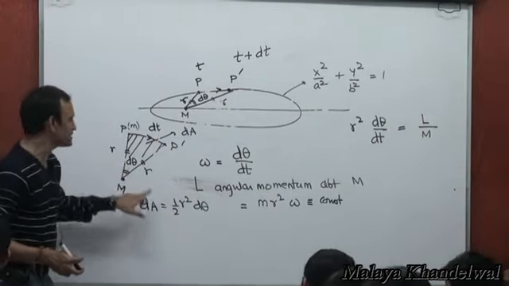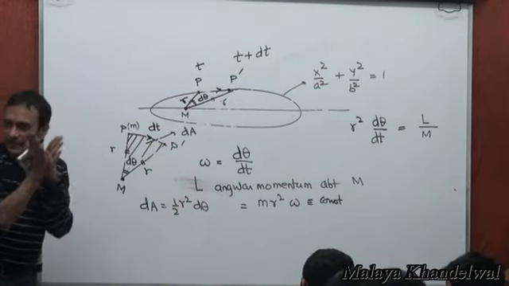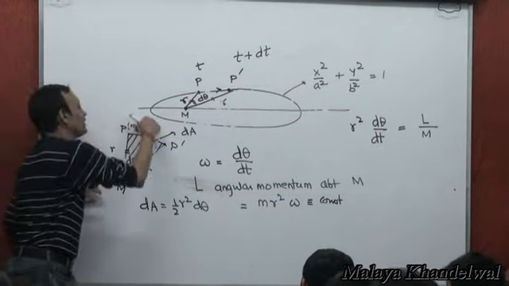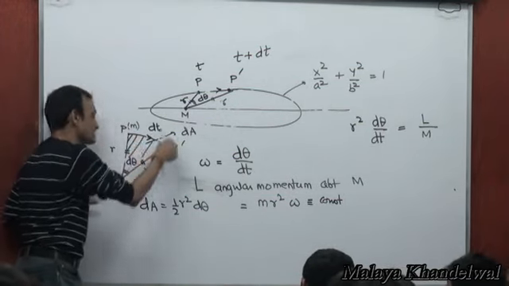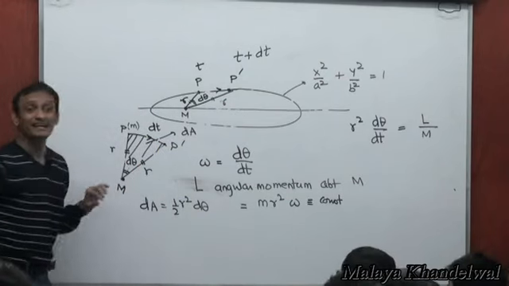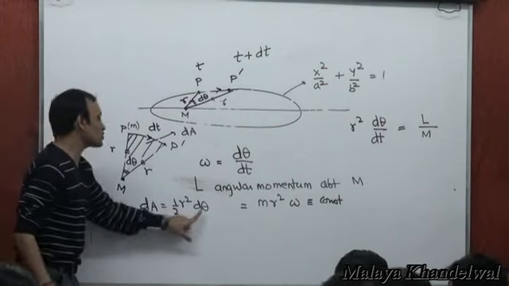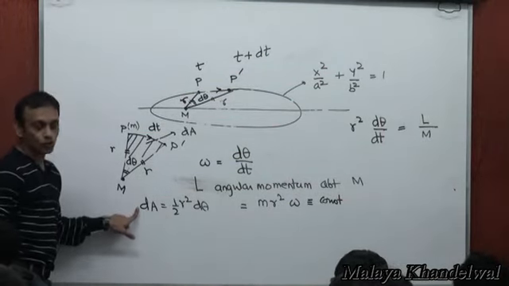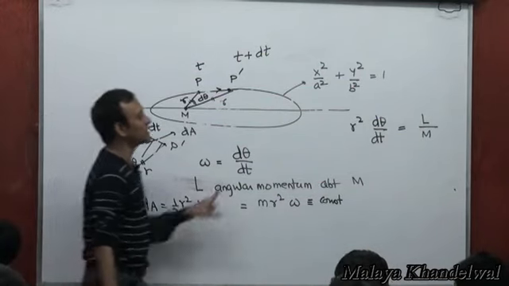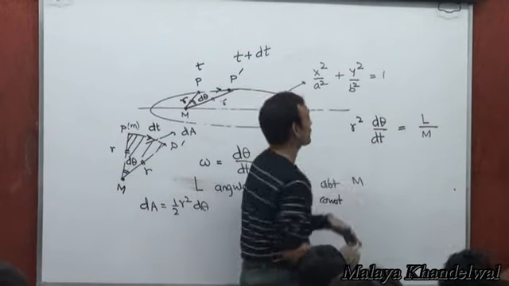If d theta is in radians, then half of the square of the radius into d theta is the area at the center. The length of the arc would be r d theta. This area is going to be half r squared d theta, which means r squared d theta could be written as 2 times dA.